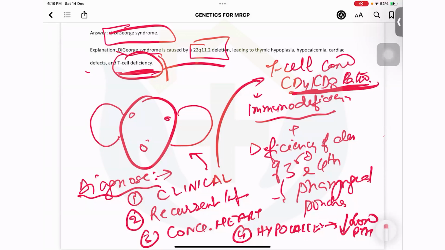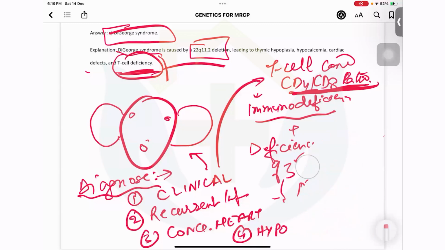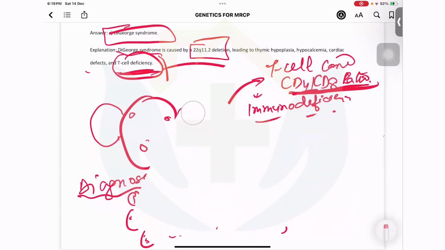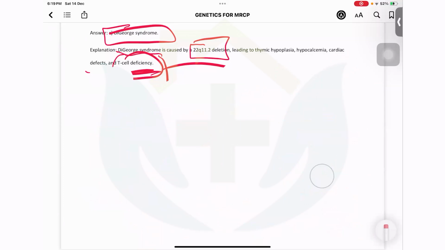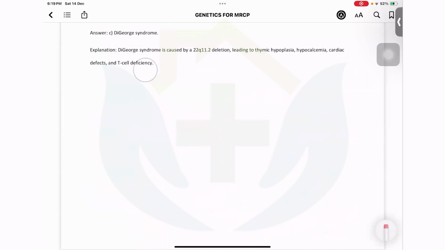Otherwise, if you want to do a genetic diagnosis, what will you do? You will send a genetic sample. From where will you take the genetic sample? Any idea? Where do you take the genetic sample usually? Bronchial mucosa.